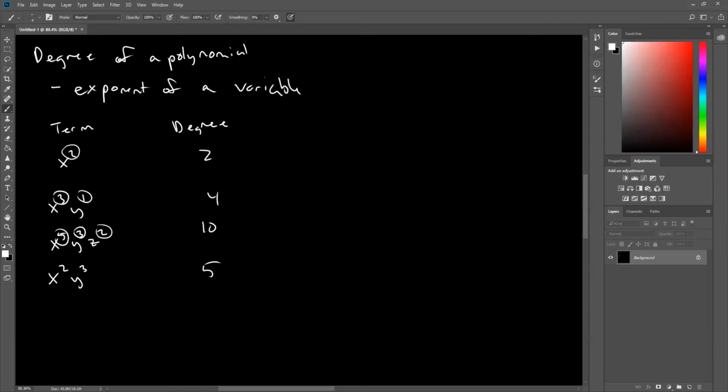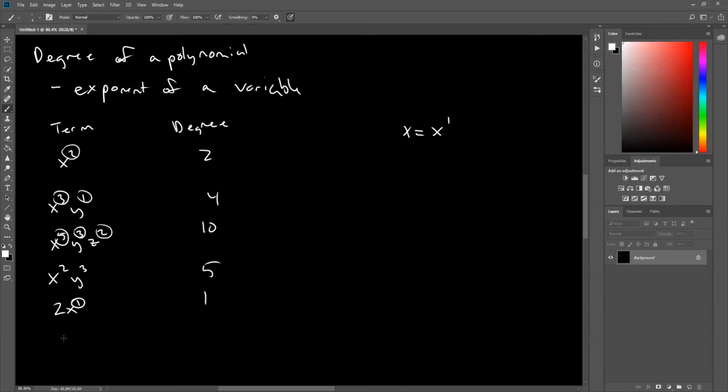All right. Now some more of the things. Let's say we just had 2x. So remember, x by itself is also equal to x to the 1, right? That's just a basic property. So that means the degree of this would just be a 1, right?